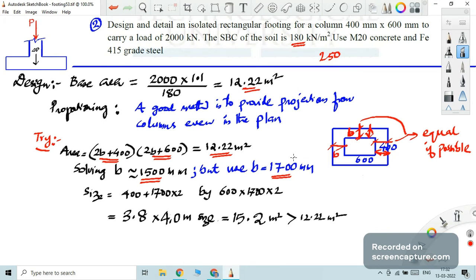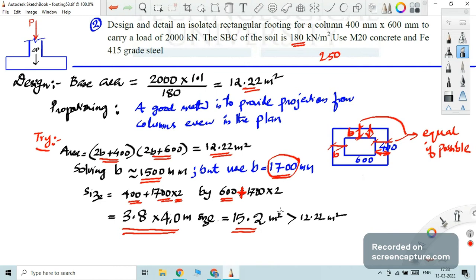So I have added 200 mm. So I used that projection as 1700 mm. Okay, so based on this, the size now will be 400 plus 1700 into 2 by 600 plus 1700 into 2. So that works out to be 3.8 by 4 meter as the footing size, and the area is, instead of 12.22, you get 15.2 square meter.